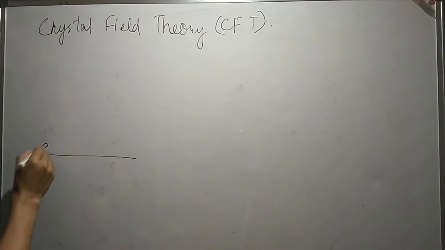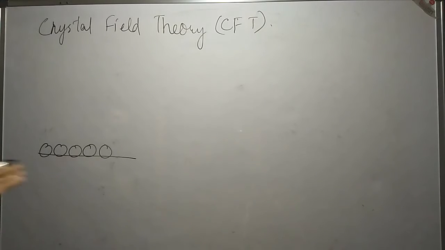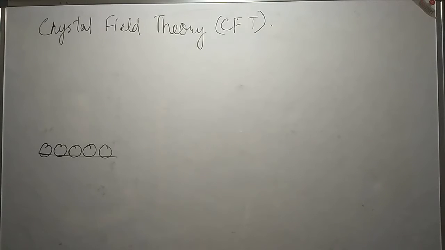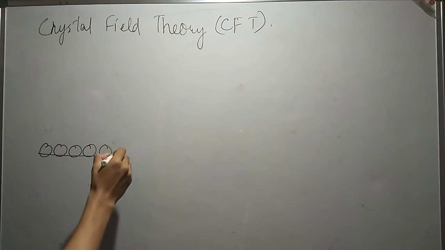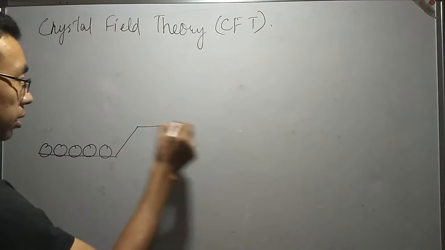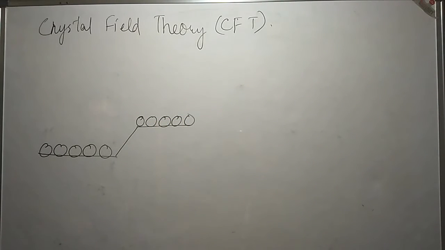Let us consider the 5 d orbitals. These are the degenerate d orbitals of a free metal ion. Now when the ligand approaches, these 5 d orbitals are all raised to a certain energy level. If all the ligands and the d orbitals were at equal distance from each other, then the energy would be the same for all the d orbitals.